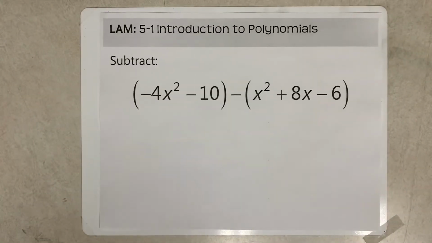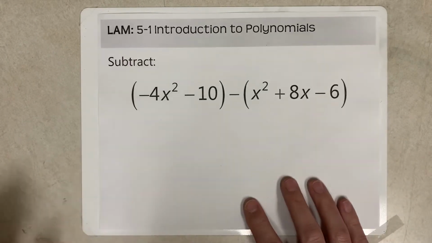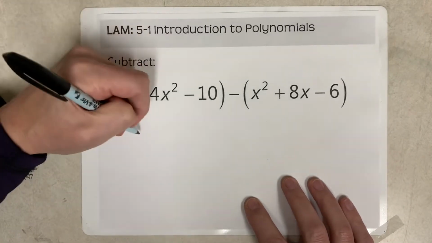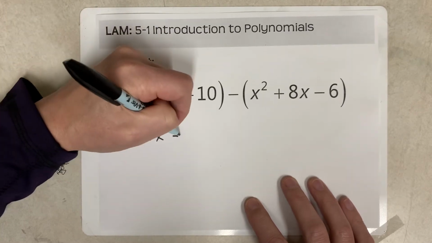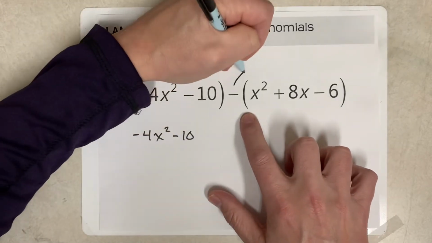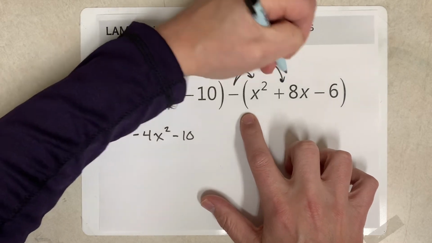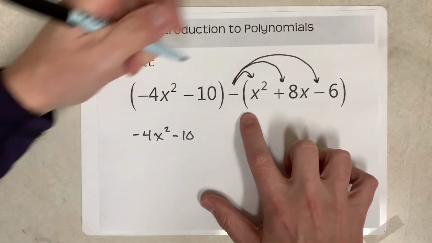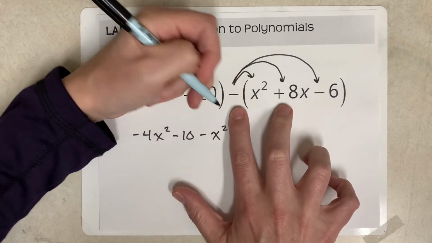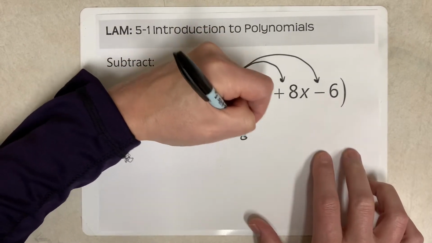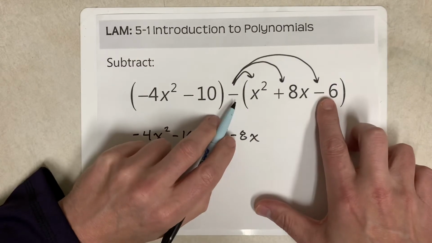Okay, another subtraction this time. Again, we're going to remove the parentheses. Negative 4x squared minus 10. And we're going to flip the second one again, just like we did before. Negative x squared, negative 8x minus 8x, and a positive 6.